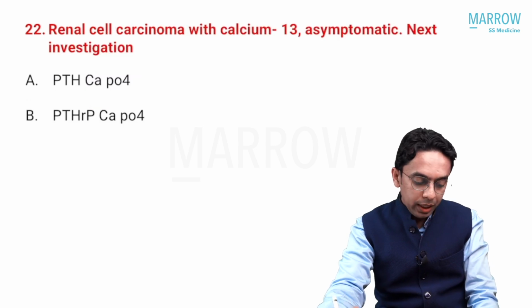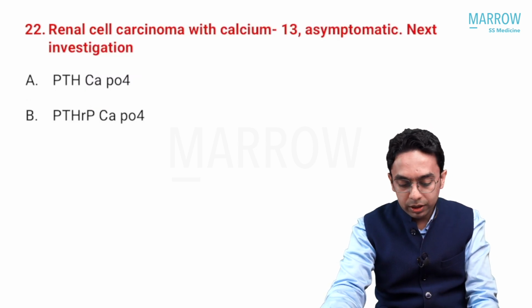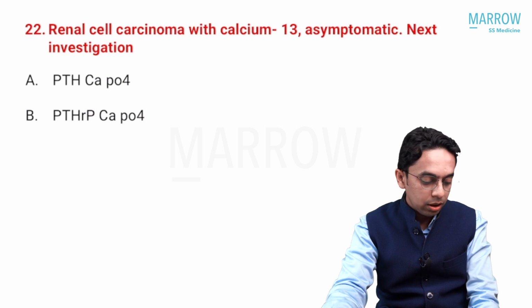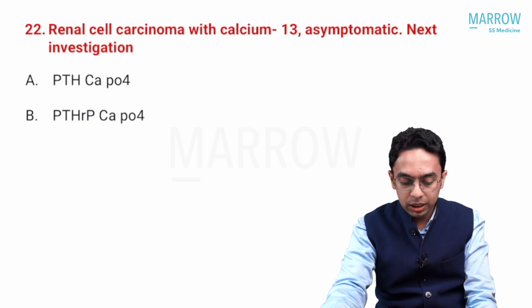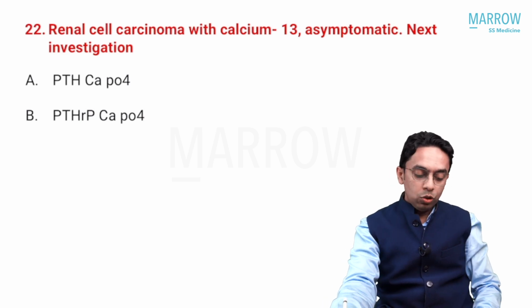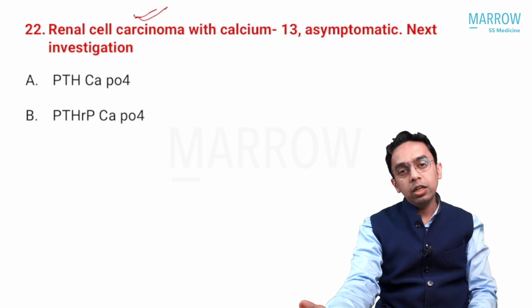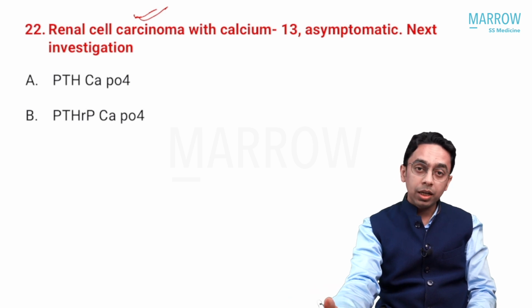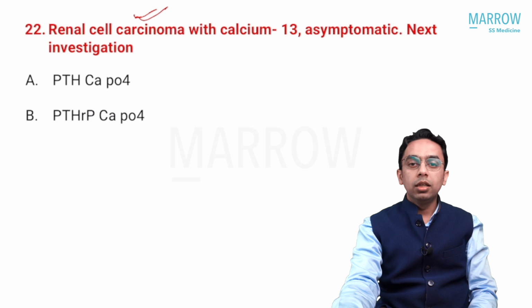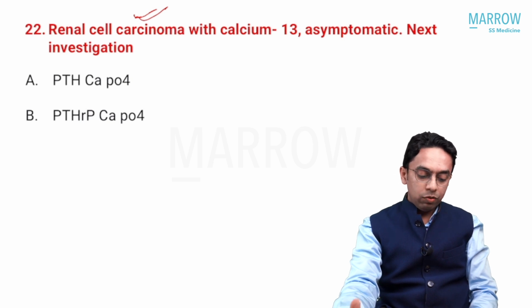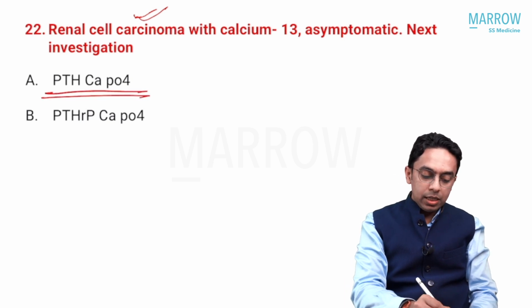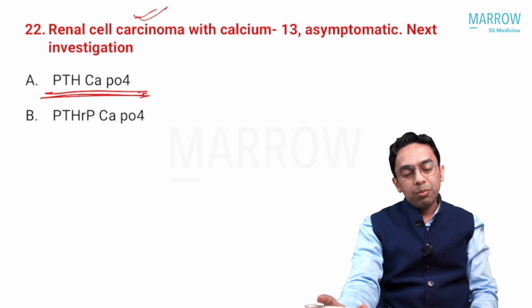Coming to question number 22, renal cell carcinoma with calcium 13 and the patient is asymptomatic. Next investigation, what do you want? So renal cell carcinoma, we know that they can have paraneoplastic syndrome and they can release PTH-RP, which can cause hypercalcemia, but still the answer I would suggest is PTH, calcium, phosphate, because you need to follow an algorithm.